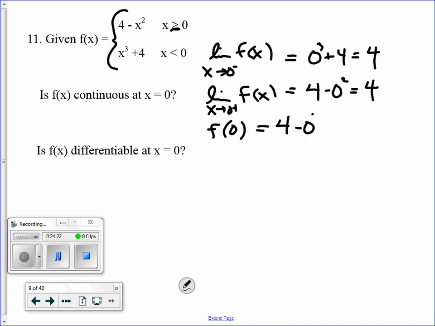So f of 0 squared is 4. Since all three are equal, it's going to be continuous. But as far as the work that you have to show, that you're getting the limit.